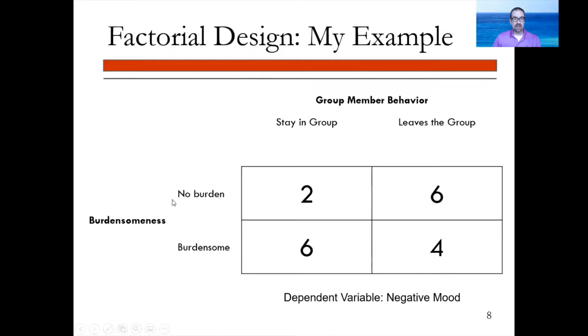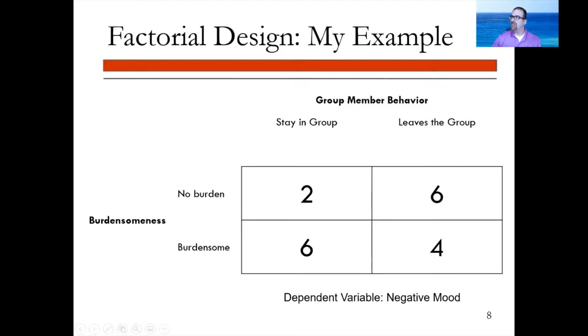So when the target group member we're thinking about is non-burdensome and they stay in the group, this should lead to very little negative affect. This is a good experience. But when that group member leaves and they were a good group member, so they weren't burdensome, you start to feel more negative. When we go down to the second level of the second factor, we see that when someone's burdensome and they stay in the group, that causes a lot of negative affect. We've all had that group member we don't like cause us to feel negative. But when they leave the group and they're burdensome, it might be a little bit of relief.